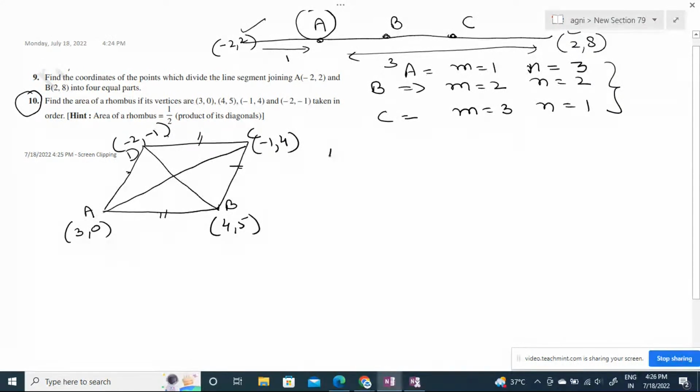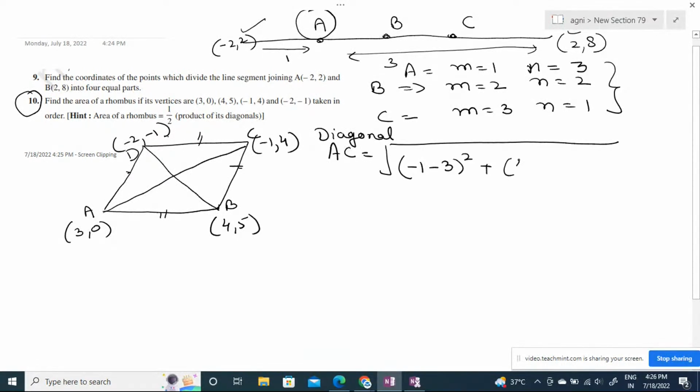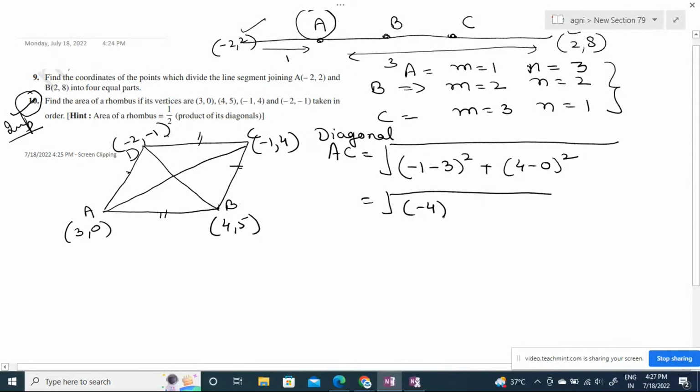We use the distance formula and find the distance between A and C. So this is the length of the first diagonal, which is equal to the square root of (-1 -3) whole square plus (4 -0) whole square. This question is important, it can be asked in the examination. Then this is -4 whole square plus 4 whole square. That means 16 plus 16, that is under root 32.